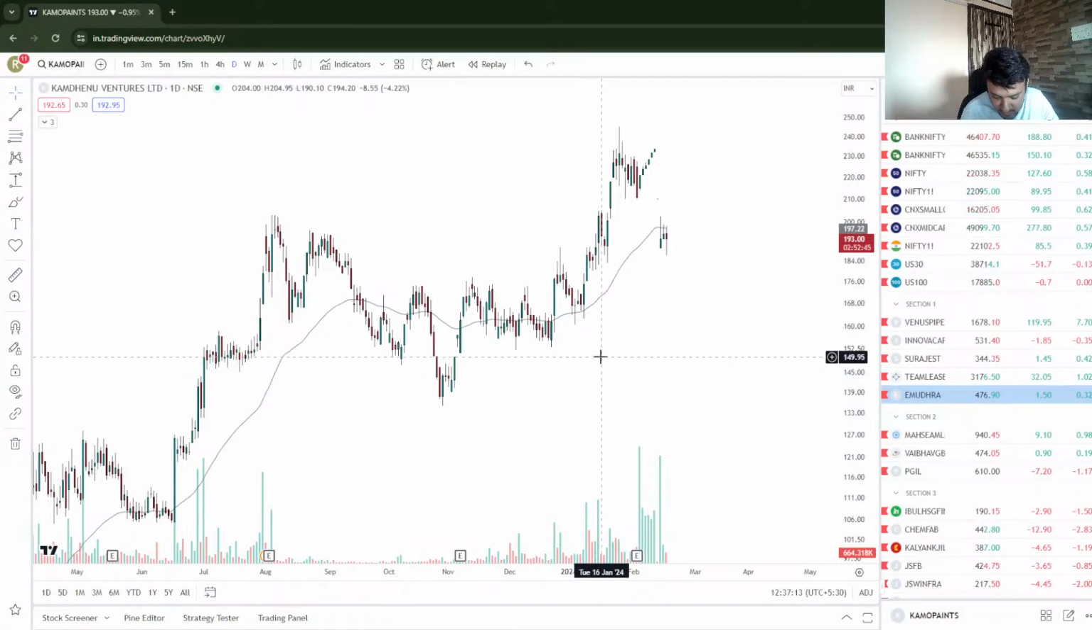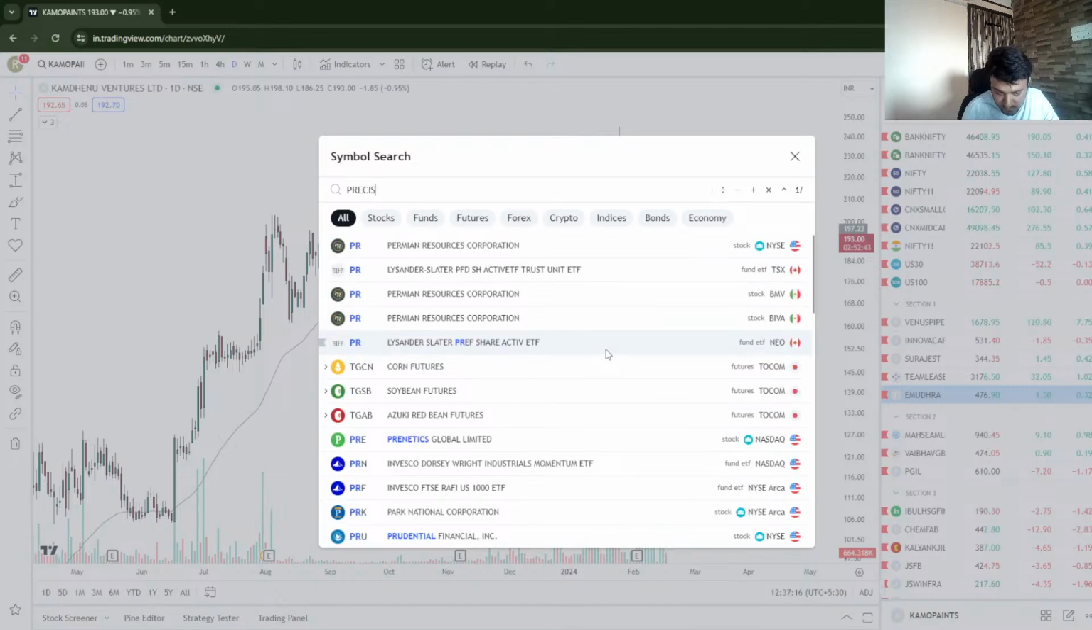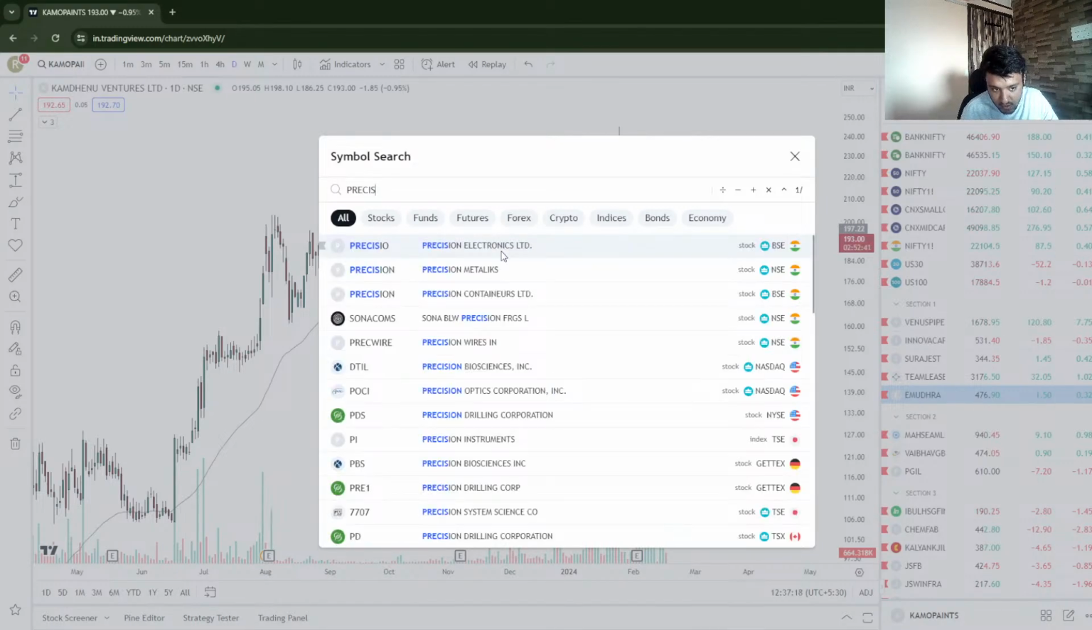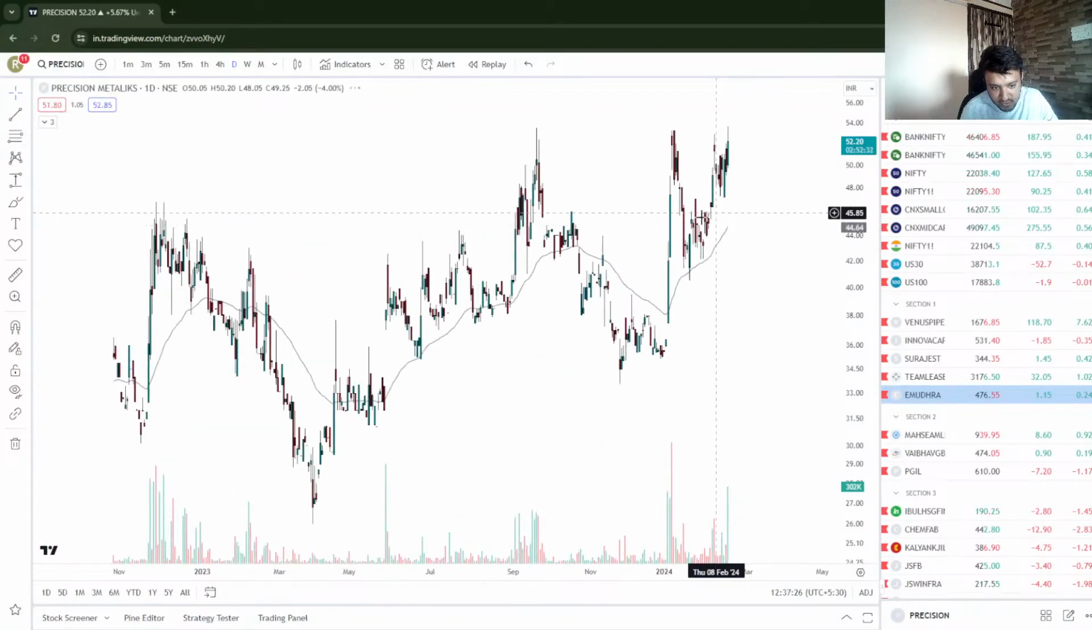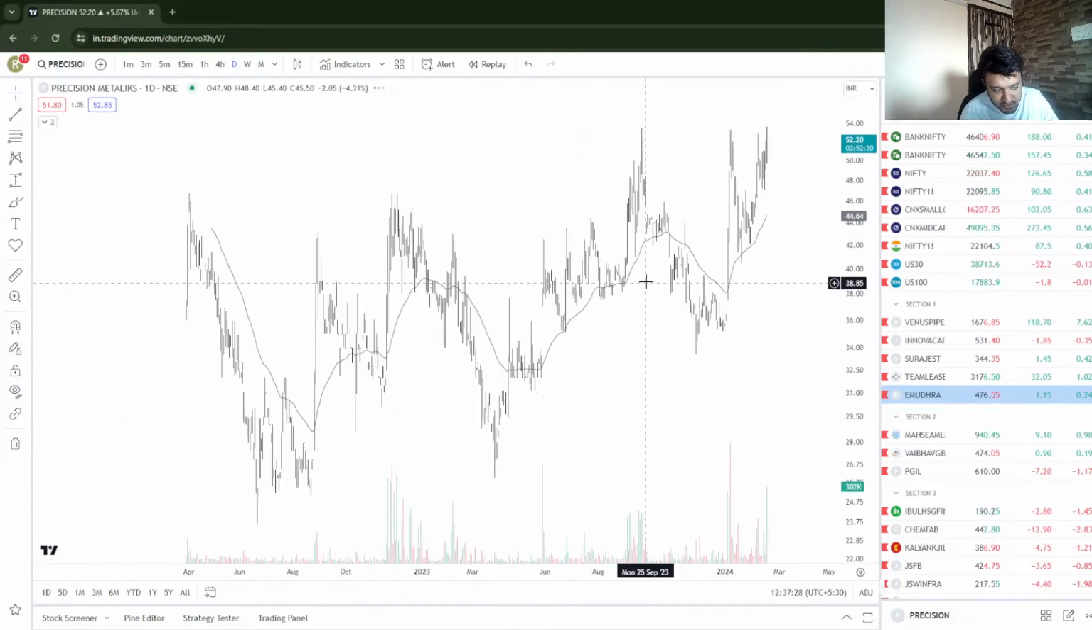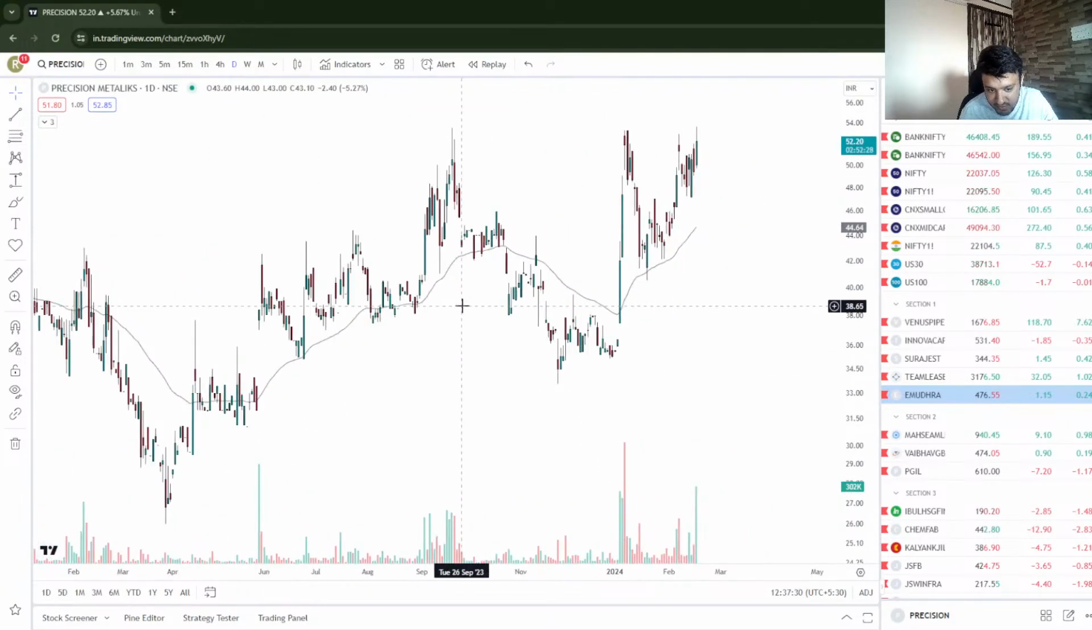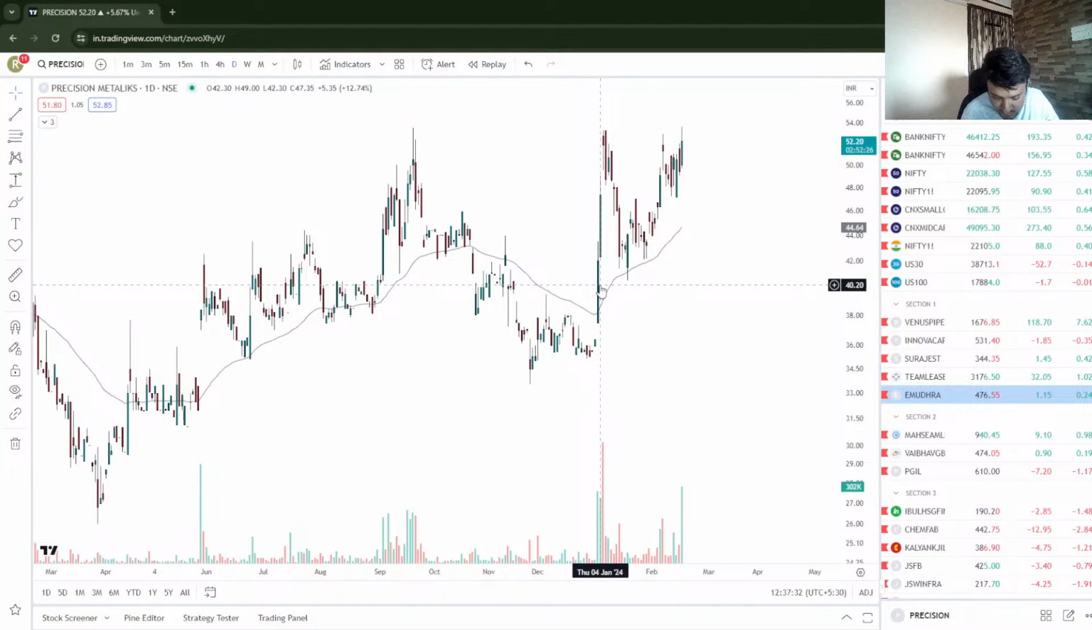Granules and Bank of India we talked about already. Precision Metallics. All right. Let's see where it is. This is also gone, and this is very illiquid. Don't trade these stocks, guys. There are no candles on the daily chart.